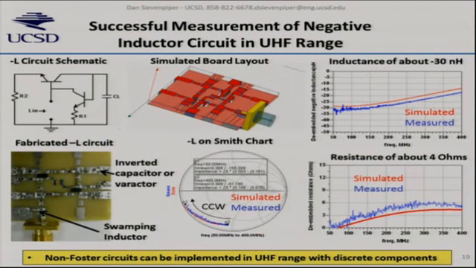So this is some of our preliminary measurements. After including full-wave simulations of the circuit board, we're actually getting a very good match. This is about minus 30 nanohenries down in the UHF range. I mentioned that we're using just discrete components, and that gets us up to about 200 megahertz or so. People have shown non-Foster circuits using ASICs up into the gigahertz range, so this can be practical for real wireless applications at some point. And notice here we're going in the counterclockwise direction. Oops, that's showing the wrong direction. That arrow should be going this way, in the counterclockwise direction around the Smith chart.